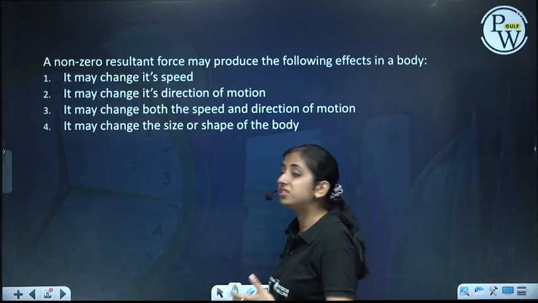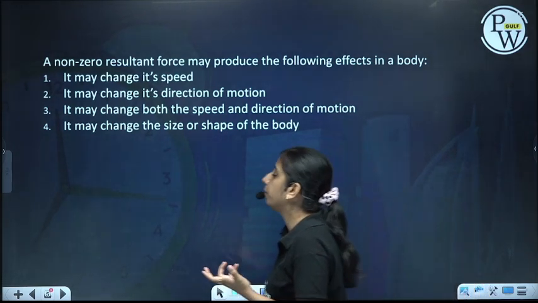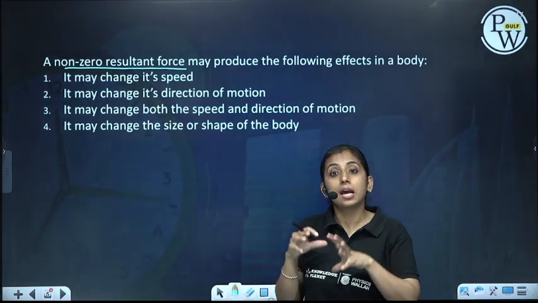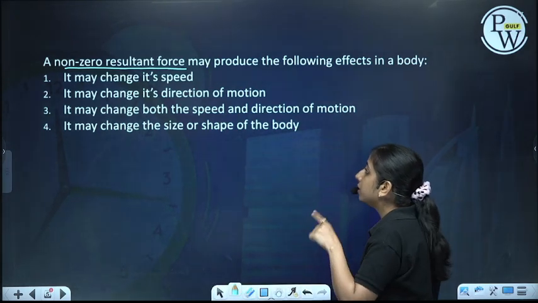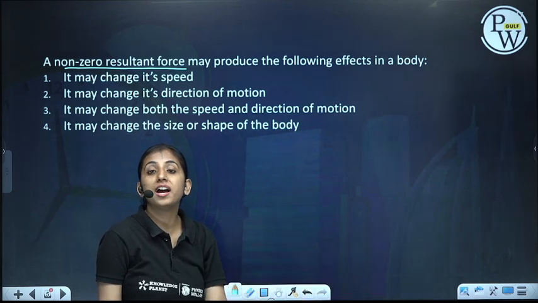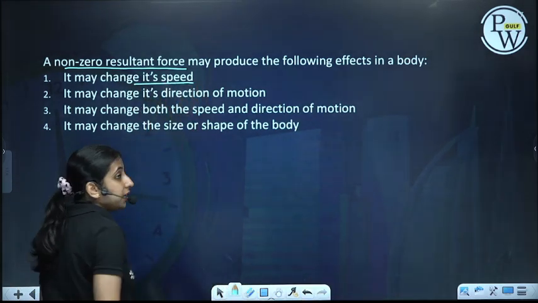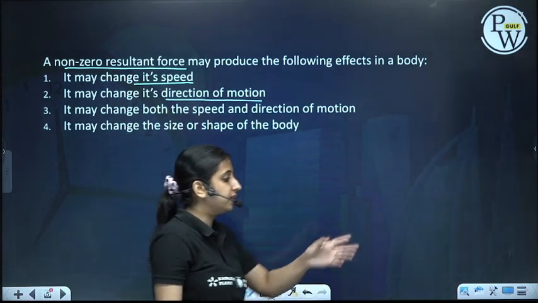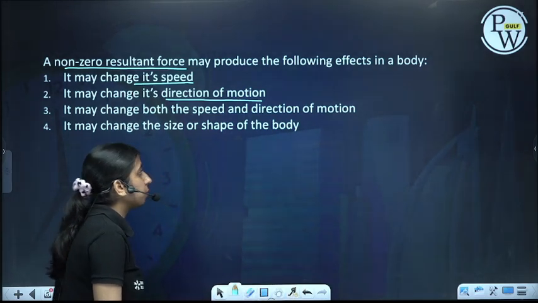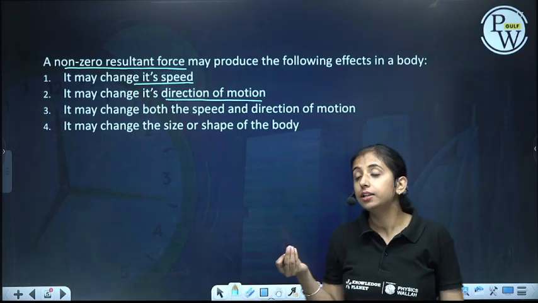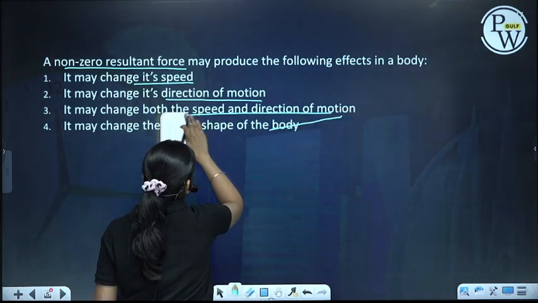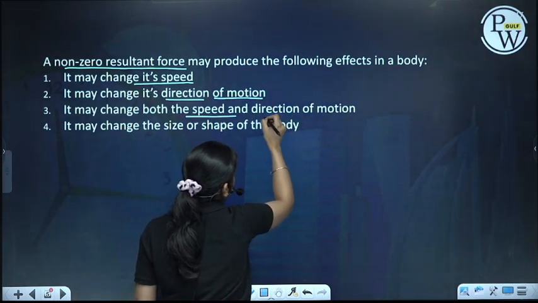Let's see what force can do. If we have a non-zero resultant force, which means the net force on the body is not zero, there is some force acting on the body. It can change the speed. A body was earlier moving with 2 meters per second, you pushed it and it started moving with 5 meters per second in the same direction. It can change the direction of motion. If a body is moving in one direction and you push it sideways, the body will start moving in the new direction also, so its path will be curved. Force can change both speed and direction of motion.